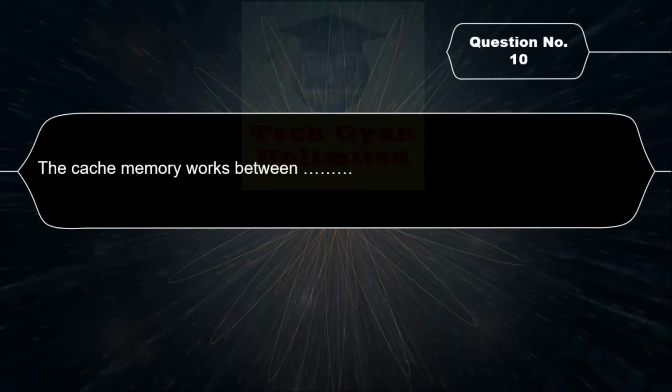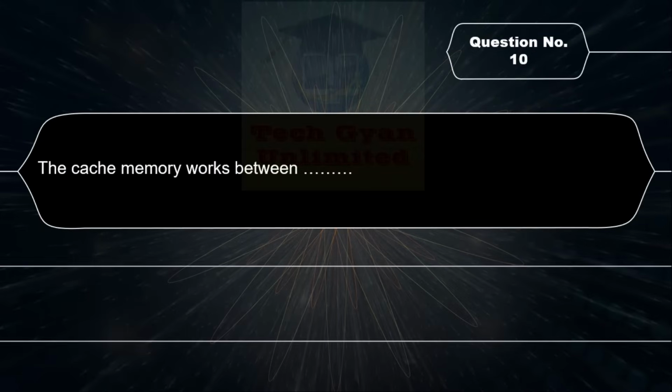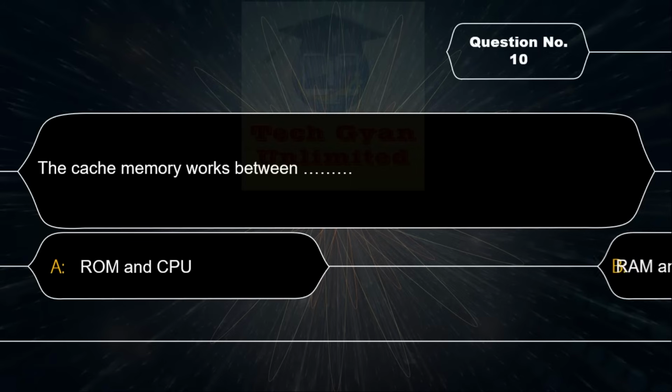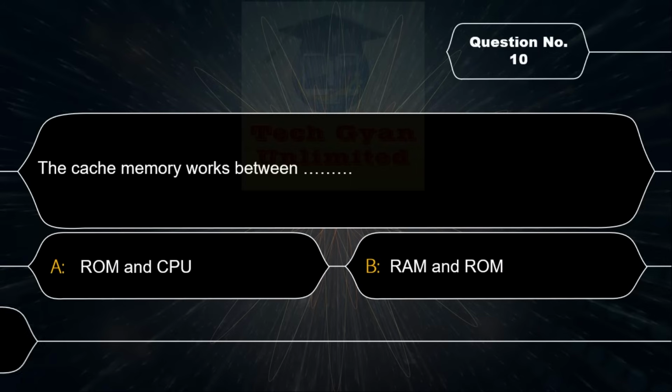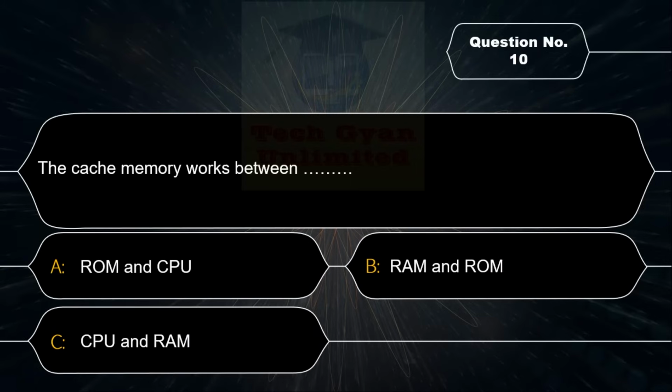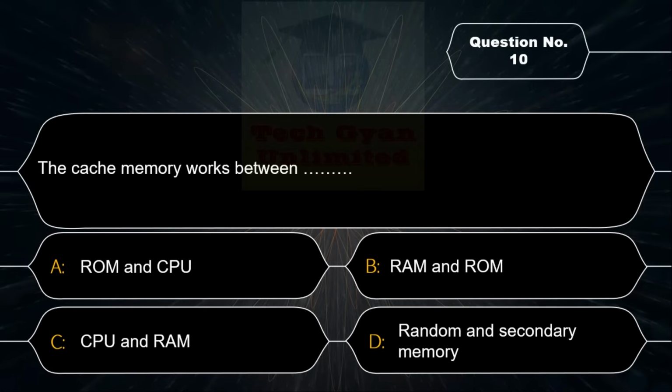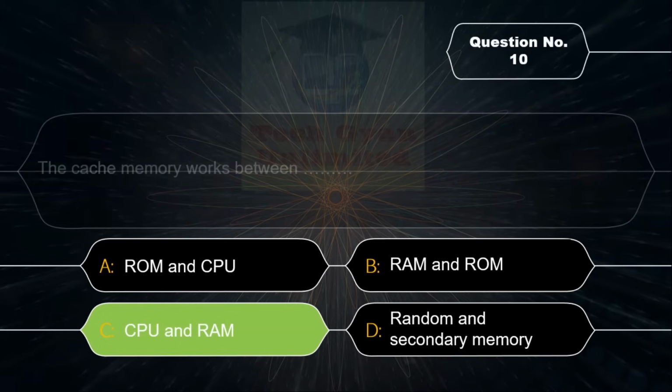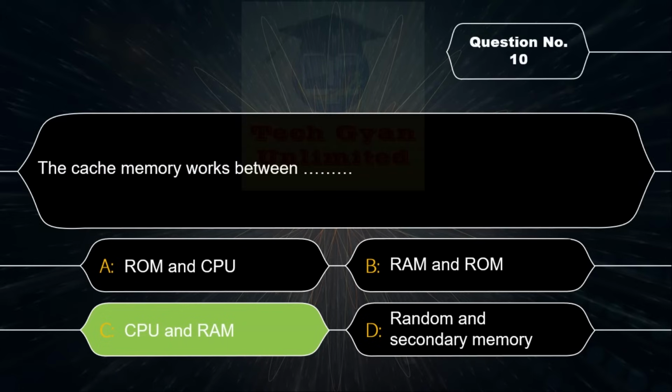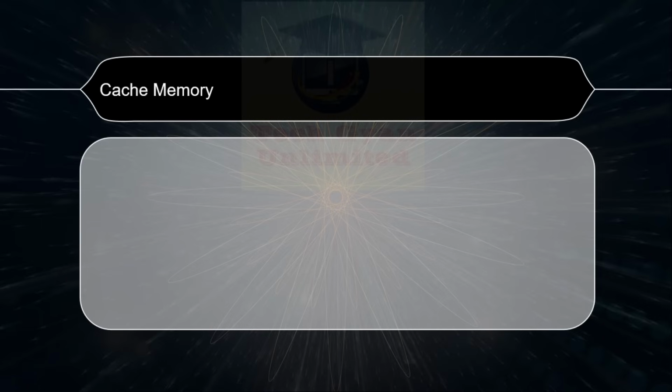The cache memory works between option A, ROM and CPU, option B, RAM and ROM, option C, CPU and RAM, option D, RAM and secondary memory. Correct answer is option C, CPU and RAM. The cache memory works between CPU and RAM.